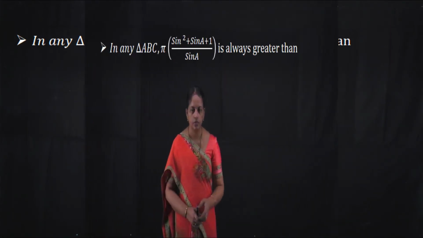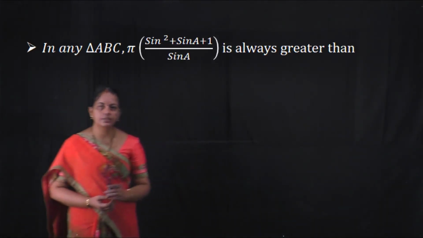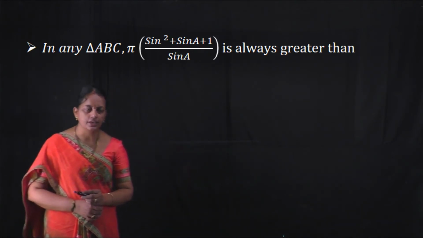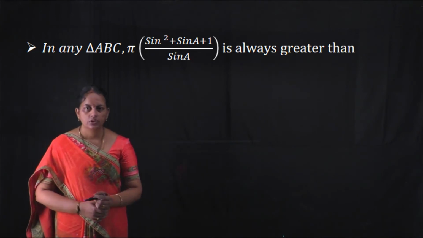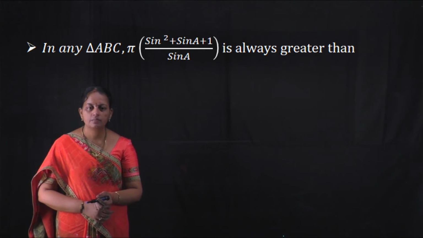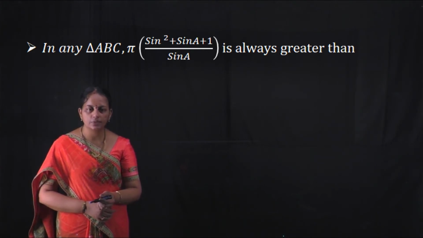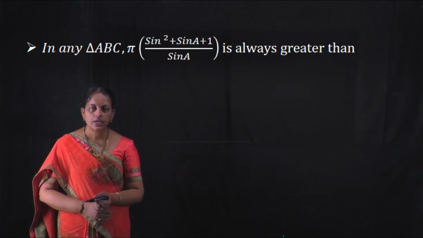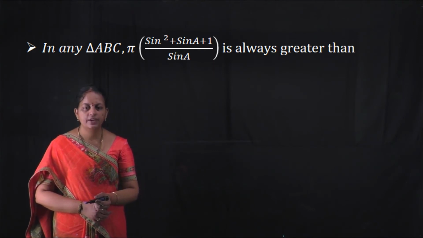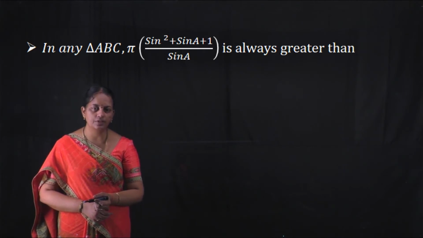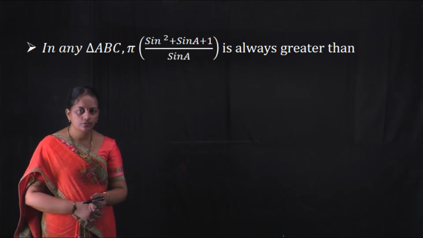Therefore, sigma of sine square A plus sine A plus 1 by sine A is always greater than or equal to 9. Okay. And the next question is, in triangle ABC, pi of sine square A plus sine A plus 1 by sine A is always greater than. This is similar to the previous question. In the previous question, we had sigma of sine square A plus sine A plus 1 by sine A. But in this question, we have pi of sine square A plus sine A plus 1 by sine A. Sigma is the symbol for addition and pi is the symbol for multiplication. That is the only difference between the previous question and this question.